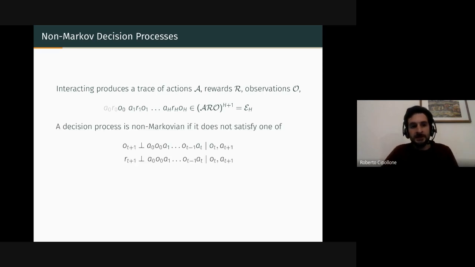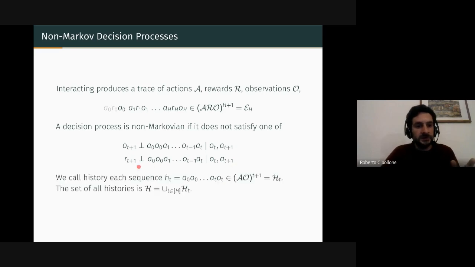Non-Markovian means that it doesn't respect the Markov assumptions in either observations or rewards. So the next observation or reward may depend on the first events, actions, and observations, even though the last tuple is given to the agent. So essentially, the agent must in general condition on the entire history, because that's necessary information, because the last tuple is not enough to predict.